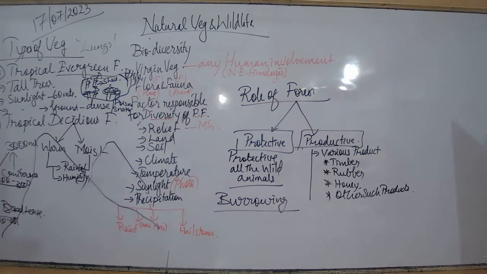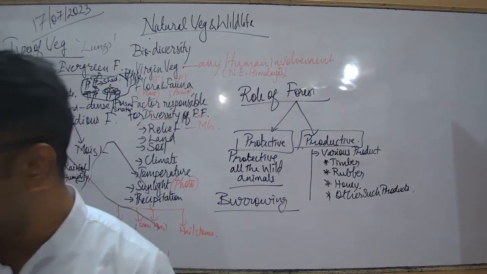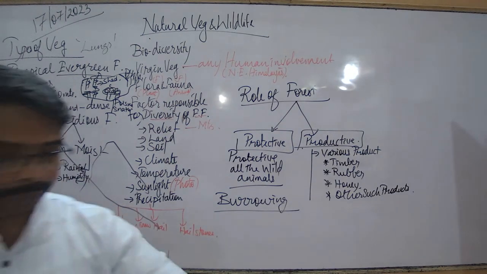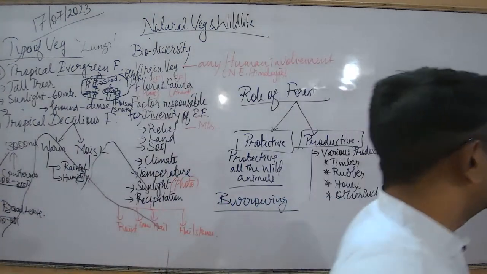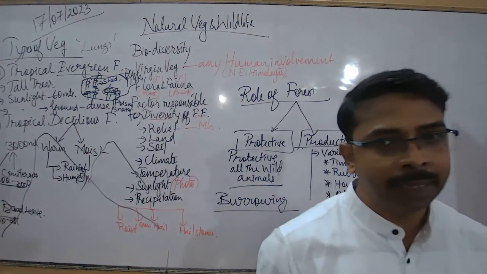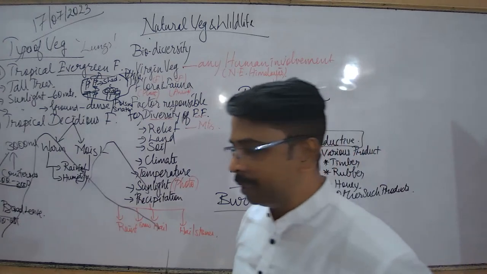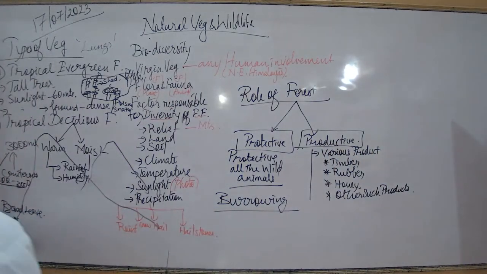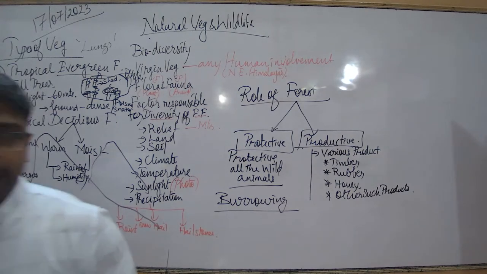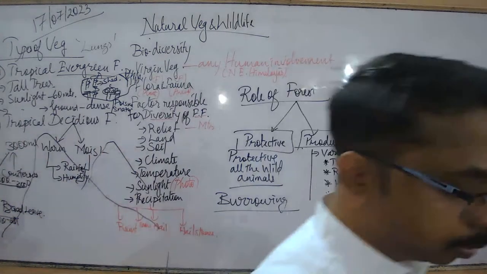ठीक है, इधर जगह है तो इधर लिखना which I am telling you, और if you want you can write in the notebook the reasons for conserving natural vegetation and wildlife. Point number one: rapid decline in their overall numbers.